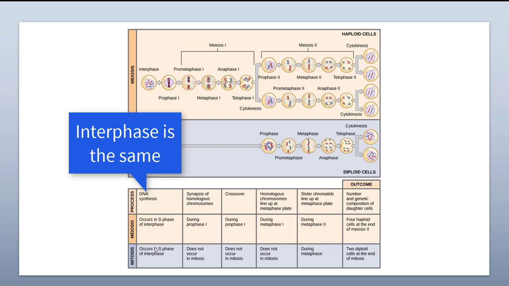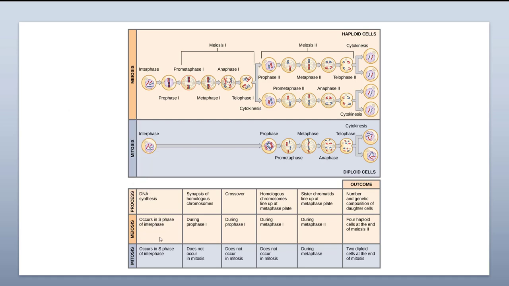Okay, DNA replication occurs during the S stage of the cell cycle.